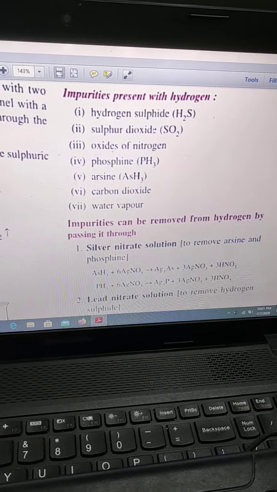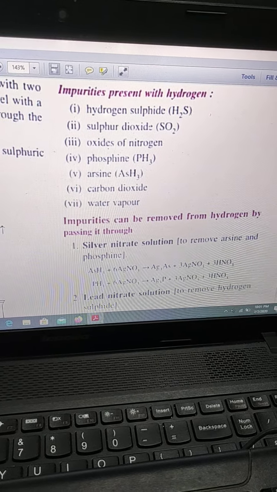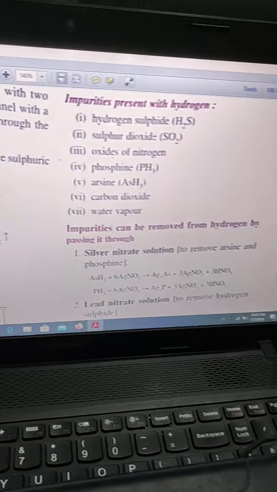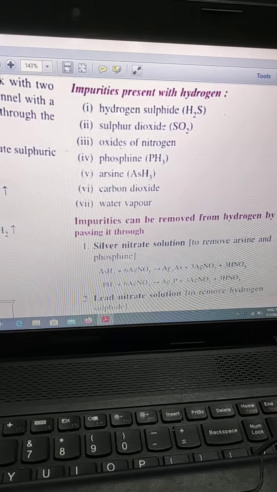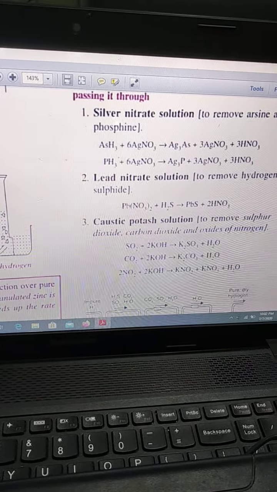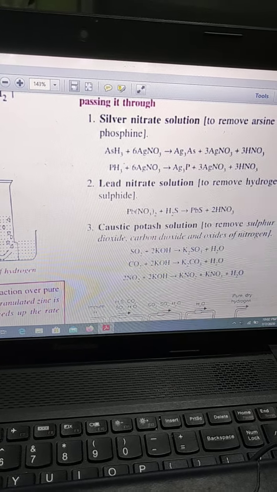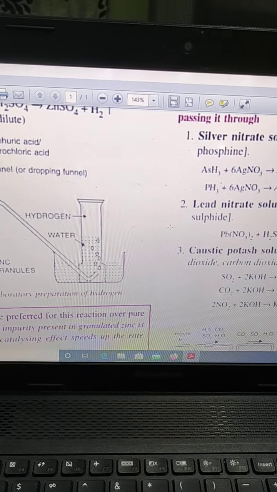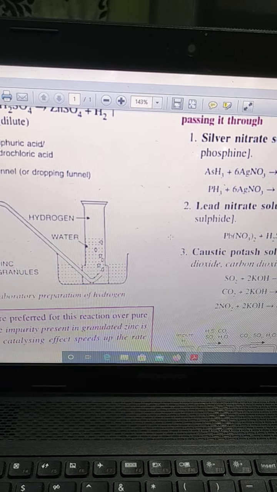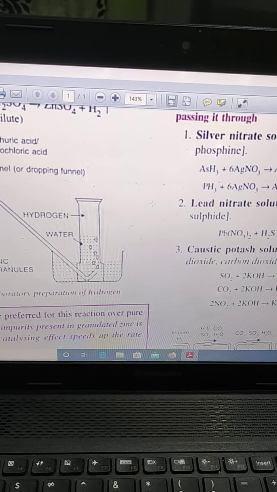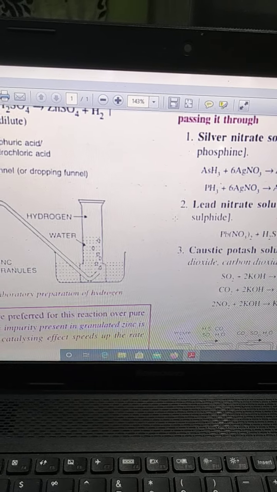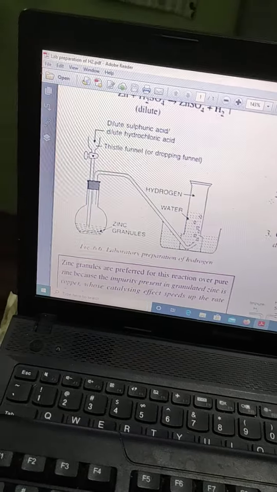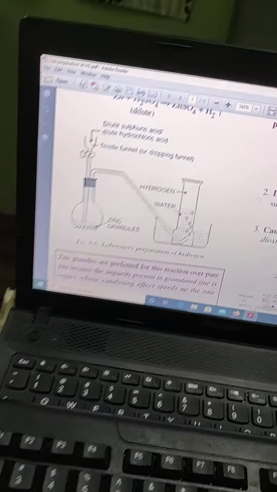Now the precautions that you need to take during the preparation of hydrogen: the apparatus that you are using should be airtight. That means there should be no leakage, because hydrogen gas is highly explosive in nature. If there is a flame outside the jar and the hydrogen gas leaks, it will catch fire. In order to avoid such accidents, you need to take a few precautions.